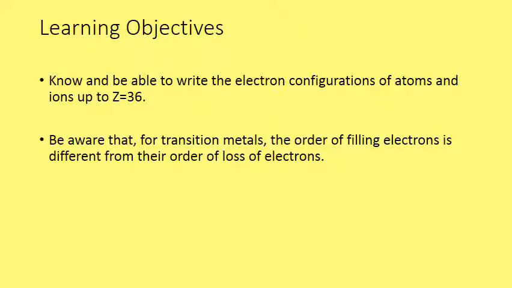So that concludes the video lesson on electronic structure. It seemed like quite a lot for 2 little lesson objectives, but there was quite a lot in these 2 lesson objectives, especially the first one. So hopefully now you're able to write out electron configurations of all the atoms and ions up to atomic number 36. And you're also aware that for transition metals, the order of filling electrons is different from the order of loss of electrons. So they lose the 4s electrons before the 3d electrons.